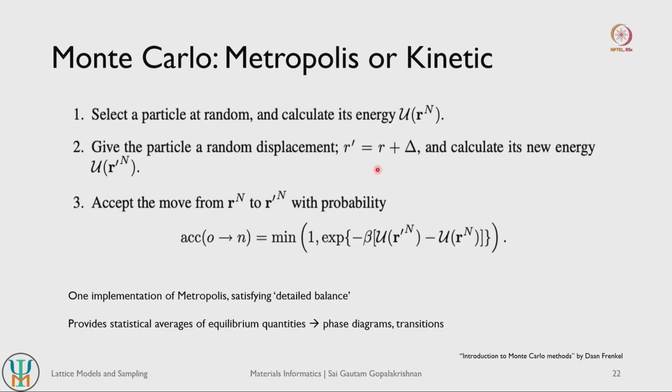If it causes an increase in energy of the system, then you accept the displacement with the probability of the exponent of the difference in the energies, right. And the beta term is basically what comes out from your statistical mechanics. This is nothing but 1 over kBT, where kB is the Boltzmann constant and T is temperature, right. So you take the minimum of these two.